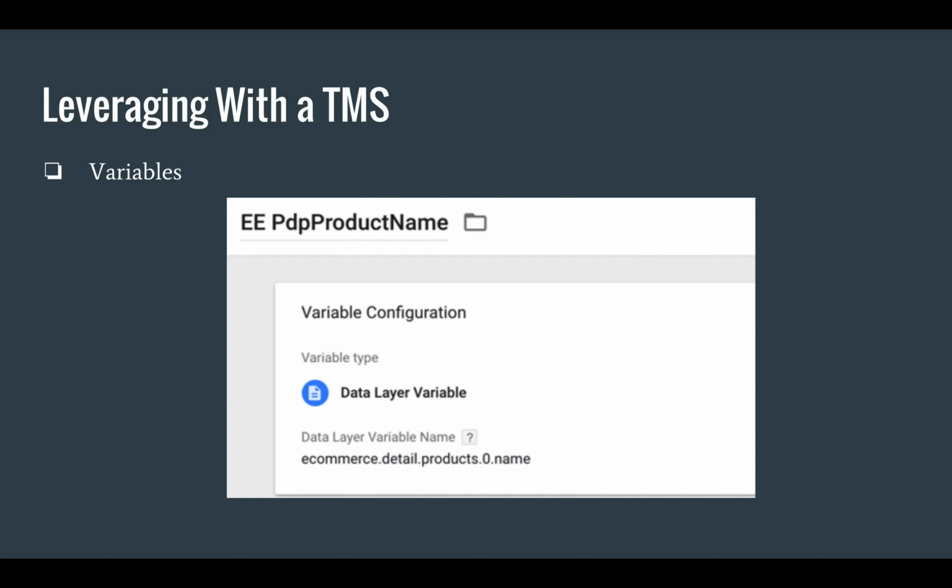With variables, and all these examples again are from Google Tag Manager, but very similar with other tag management systems, what you're able to do is define the variable name and then set it up as a data layer variable. So it automatically will reference your data layer object, and then you can just define the value that you want to have.